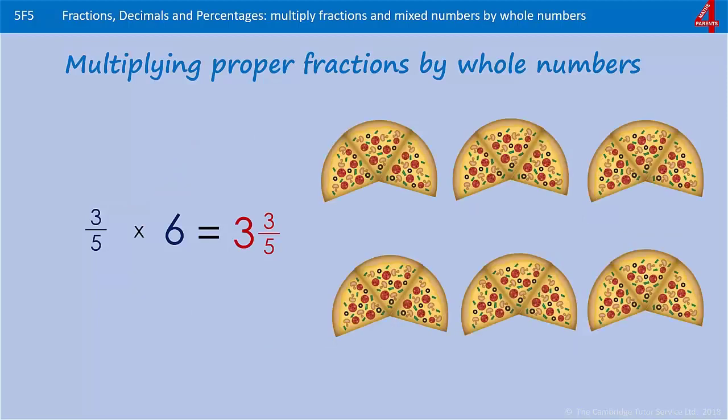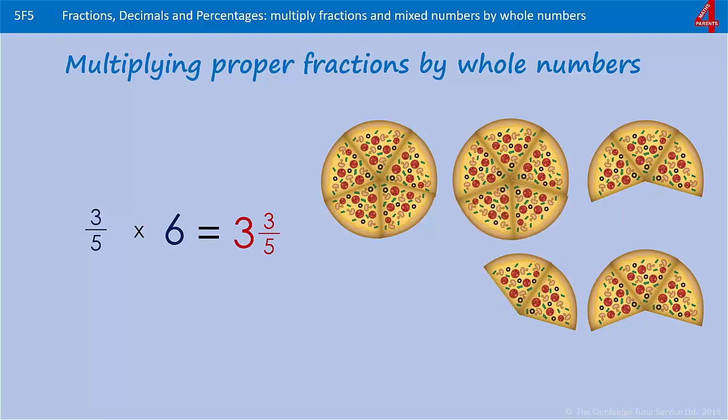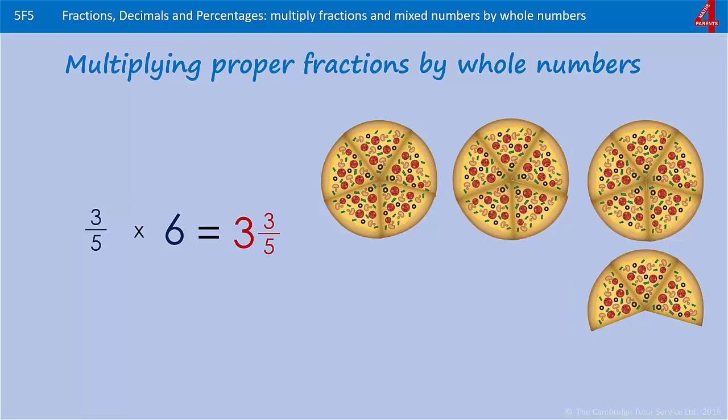And just so you can see what that looks like, we have 6 lots of 3/5 of a pizza. And when we join those together to see how many complete pizzas we have, 3 complete pizzas and an extra 3/5.